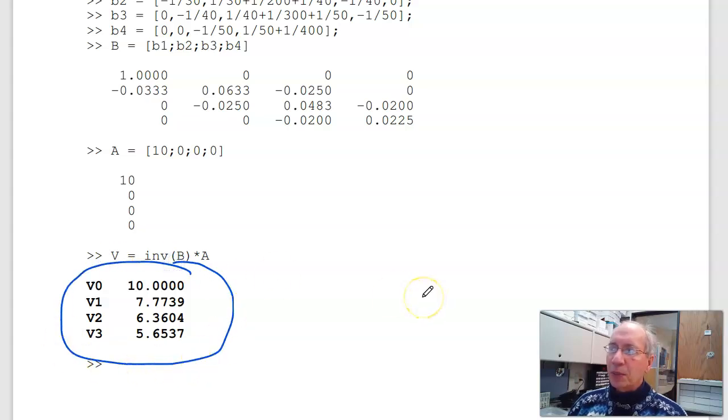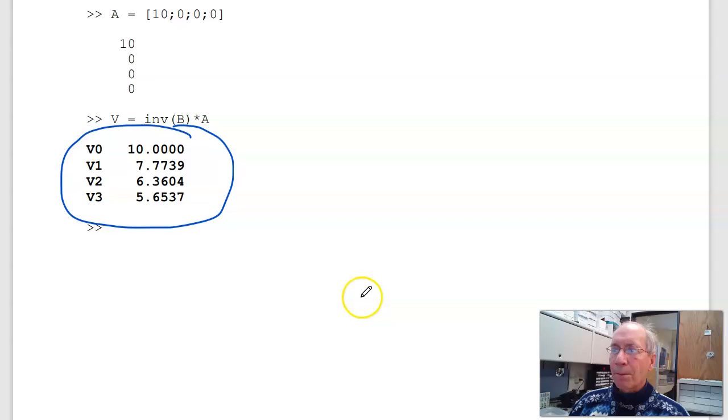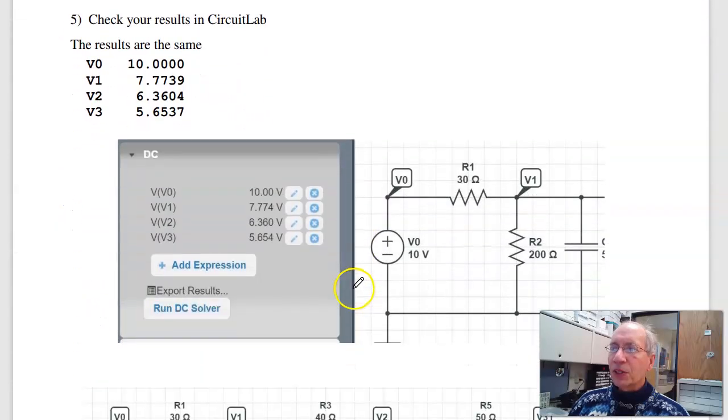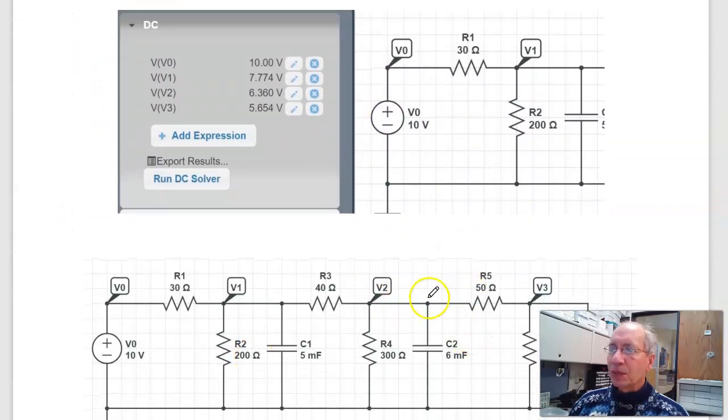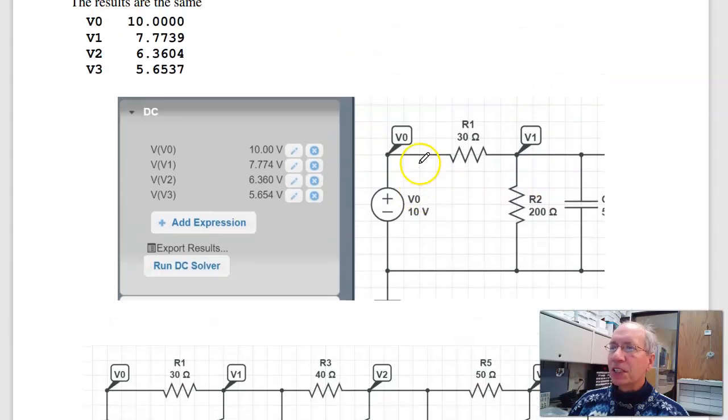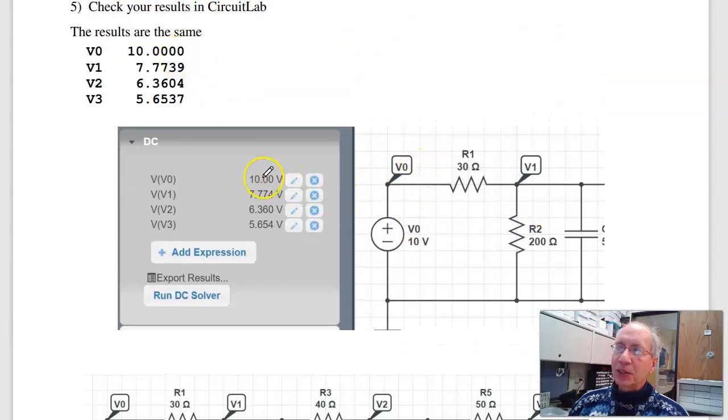This is why you take Math 129. Solving 4 equations for 4 unknowns is really a pain. Unless you use matrices, then it's pretty simple. The trick is to set up the matrices. If I go into Circuit Lab, I could build the circuit, find the voltages, and I wind up with exactly the same answer. So I did the problem correctly.